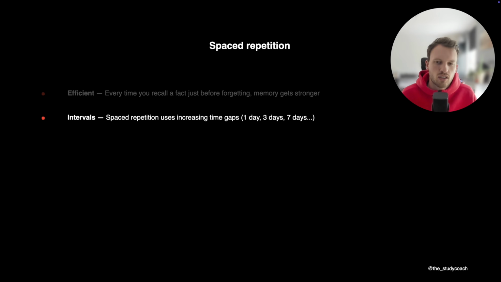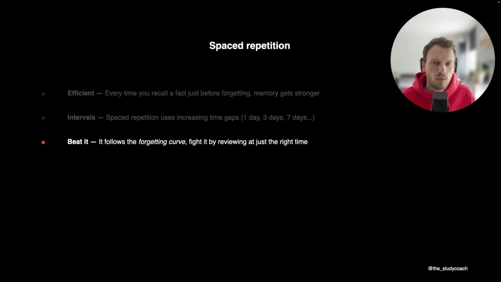So spaced repetition uses increasing time gaps, probably 1 day later, 3 days later, or 7 days later. And I'm going to shortly show you a visual such that you understand what I'm talking about. You want to beat the forgetting curve. So fight it by reviewing at just the right time. What you will see in the visual is that you are forgetting about 30 to 60% of information within a day and almost 80% of information within a week. So if you don't repeat at smart intervals, you're going to forget that information.